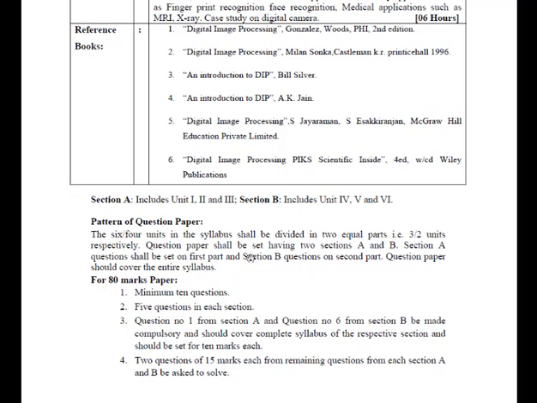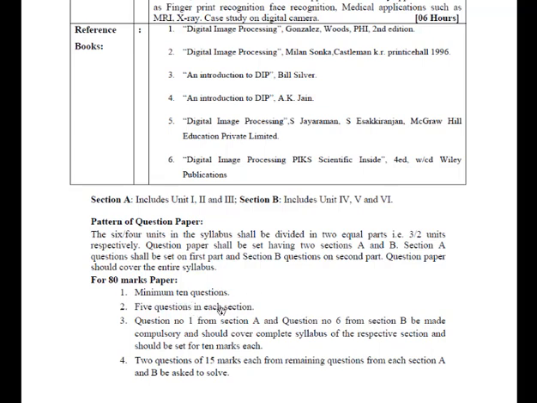Now let's see how the question paper pattern will be. The entire syllabus is divided into two parts: the first part consists of 3 units, and the other part consists of 3 units. So the question paper has sections A and B. Section A will be on the first 3 units, and section B will be on the last 3 units.